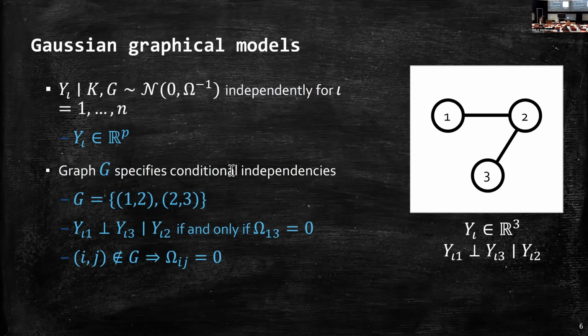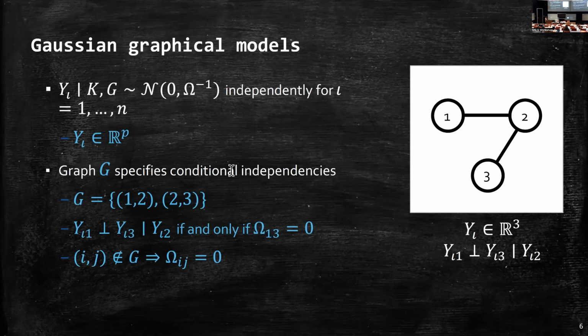The reason is that, sorry, instead of k it should be omega, the distribution of y conditional on omega and g is such that once we know g, we know that the corresponding element in the precision matrix, in this case the one that corresponds to 1 and 3, is equal to 0. So every time there isn't an edge in the graph, there is a zero element in the precision matrix. Every time there is an edge in the graph, there is a non-zero element in the precision matrix, and vice versa. So you can define a prior on the precision matrix conditional on the graph. This prior will enforce that every time I don't see an edge in the graph, I will have a zero in the precision matrix. And this is a very standard setup in a Gaussian graphical model.